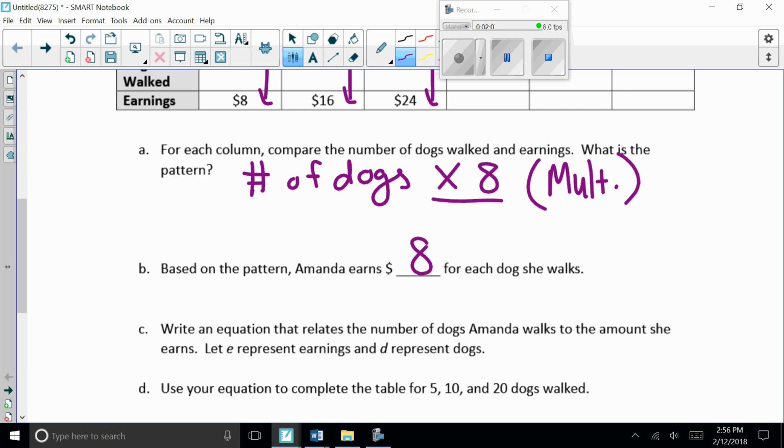And it wants us to write an equation. E is going to represent earnings and D is going to represent dogs. So this is what I was talking about in class earlier, where I said that sometimes they're going to give you other variables, besides X and Y. So E represents earnings, D represents dogs, and we know that earnings is our dependent, dogs is our independent. So then our equation is going to be E equals 8 times D, the number of dogs. So E equals 8D.